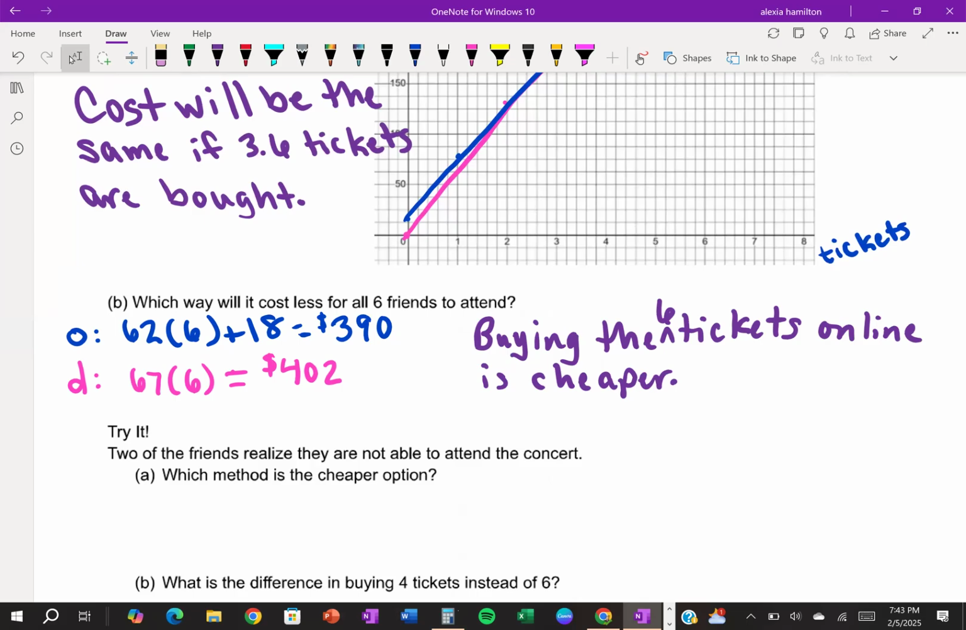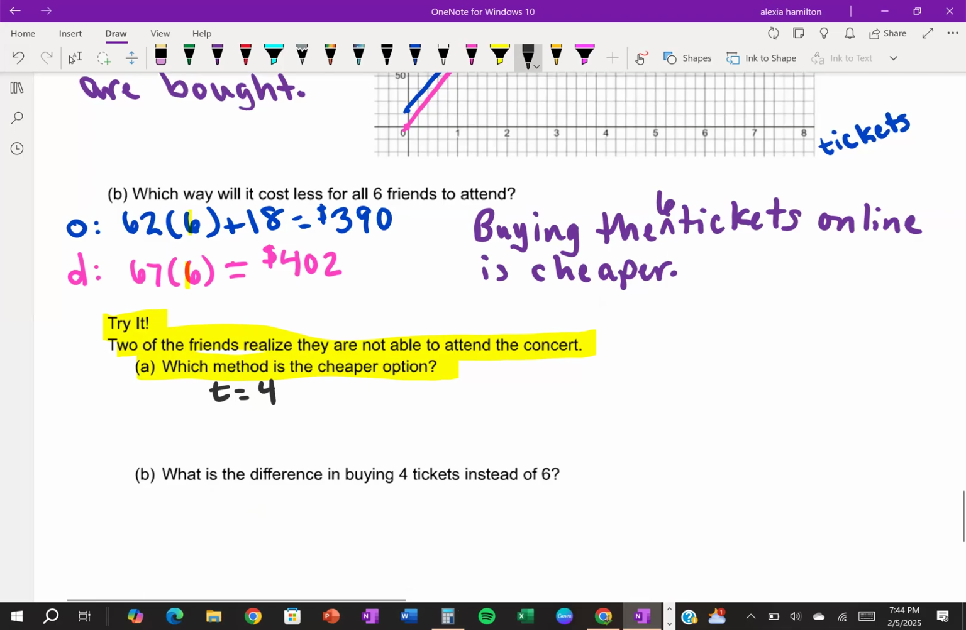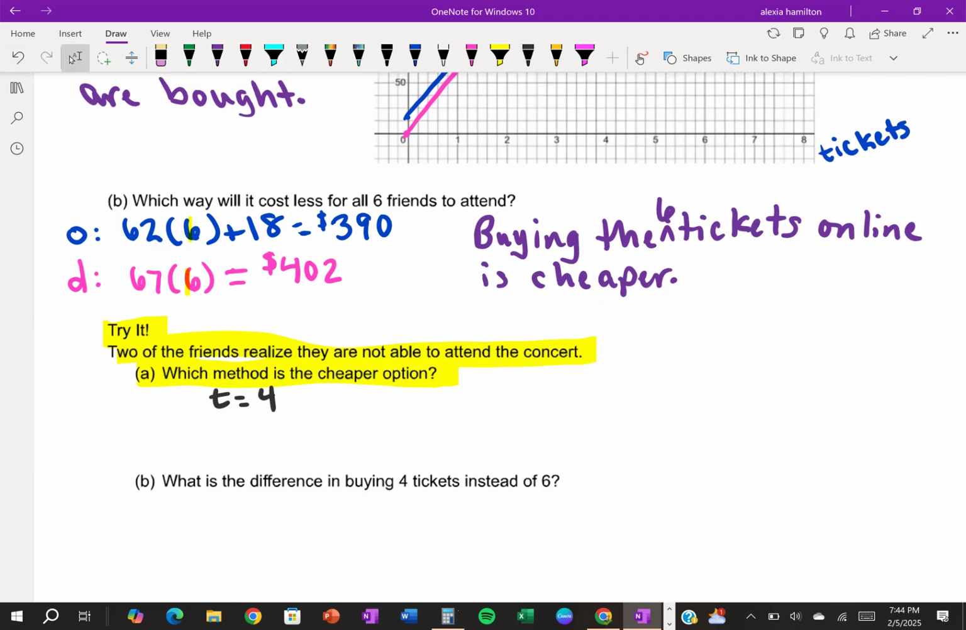All right, you get to do the try it down here. Two of the friends realize they cannot attend. Which method is the cheaper option? So instead of doing six, you have four. You're only buying four tickets. Wow, I'm writing in a highlighter. Isn't that fun? T equals 4. Which one is cheaper? Pause me, please.